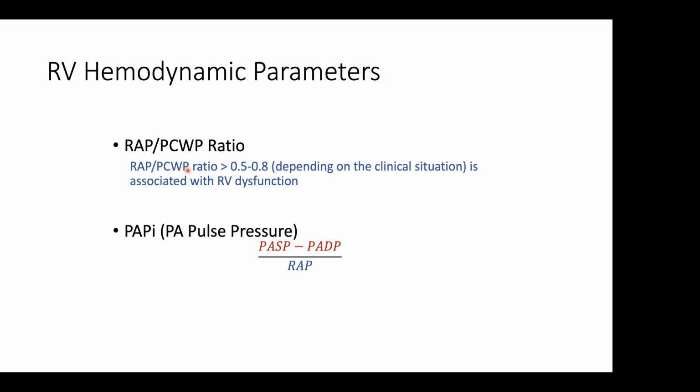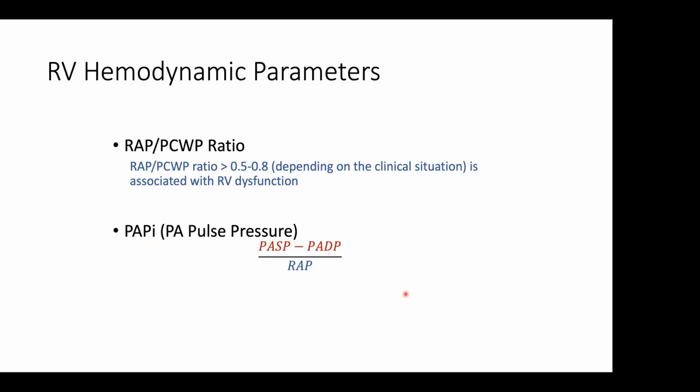And then another one is the pulmonary artery pulsatility index. This is based on the pulmonary artery pulse pressure. This measurement gives us an idea of the ability of your RV to generate stroke volume. So the way to get your PAPI, or pulmonary artery pulsatility index, is to take your PA systolic pressure minus your PA diastolic pressure divided by your RA pressure. And usually a PAPI of less than 1 is associated with RV failure.